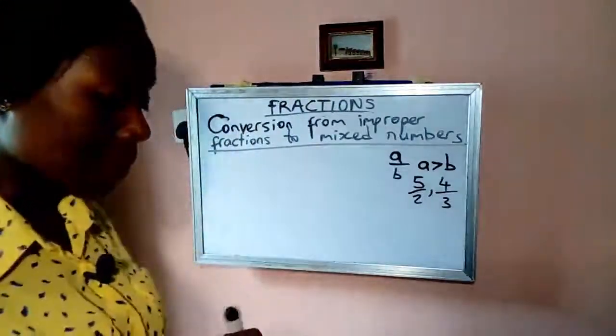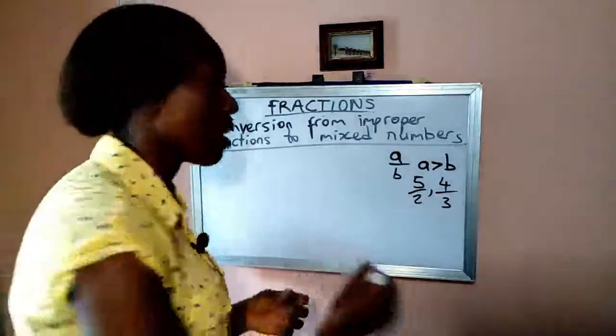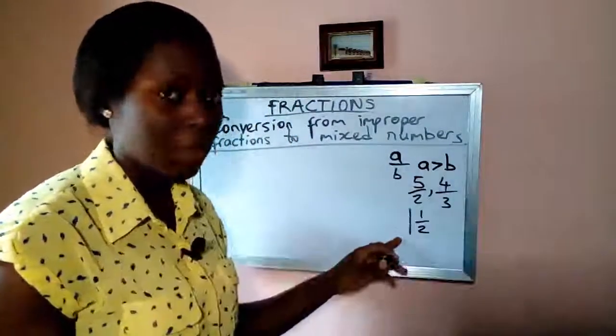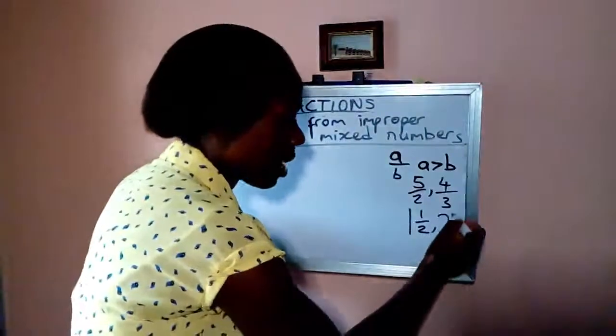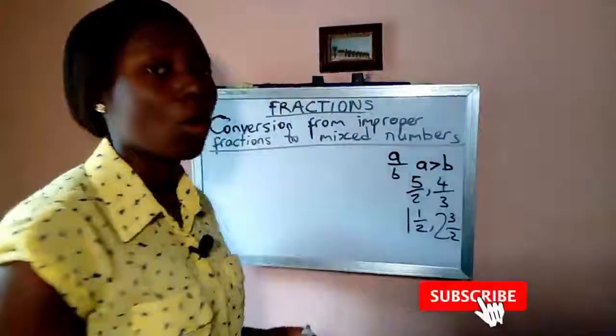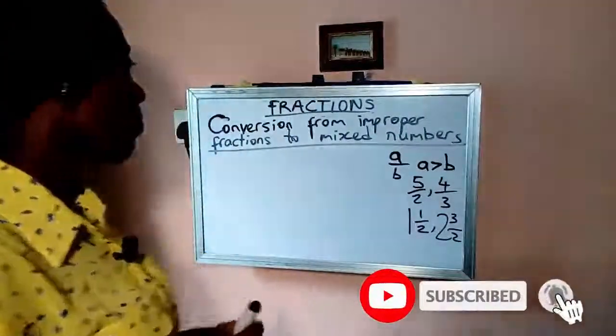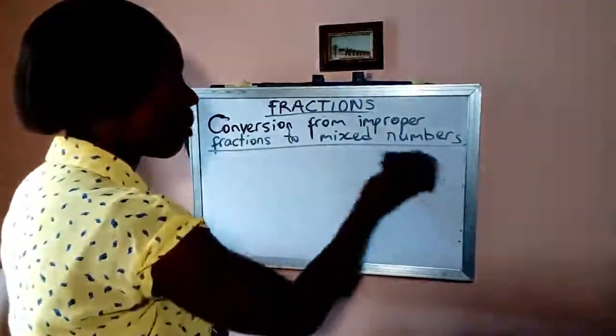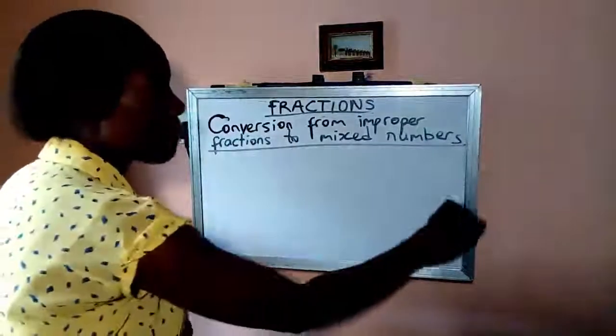But for mixed numbers, what do you mean by mixed numbers? Where you have a whole number and a fraction. For example, this is a mixed number. Another example, you can have 3 of this, is also what? A mixed number. Okay?